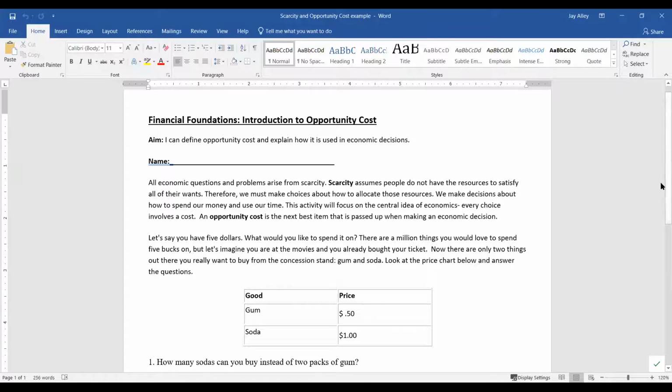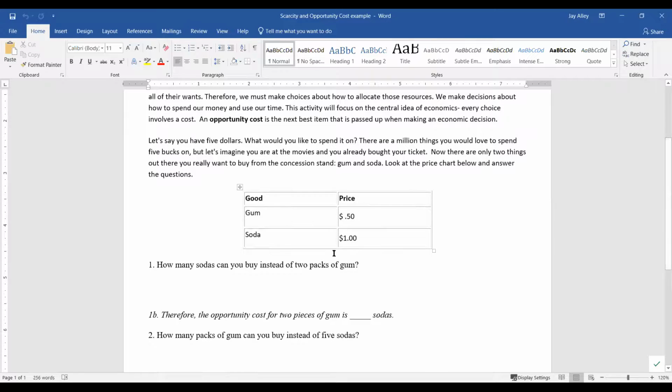So this simplistic example here shows gum at 50 cents a pack and soda or pop for $1 a can. How many sodas can you buy instead of 2 packs of gum? Only one. Because 2 packs of gum are equal to the cost of 1 soda. So your opportunity cost when you buy that soda is 2 packs of gum, because that's what you're having to give up. If all you have is $1 to spend, you can either buy 2 packs of gum or 1 soda. So whichever you choose, you're giving up something else.